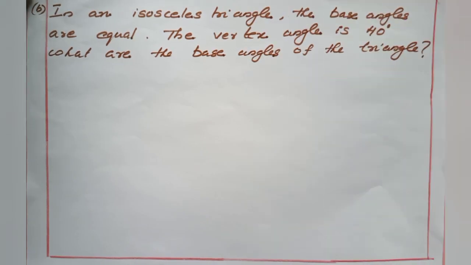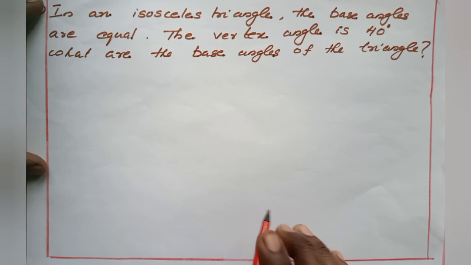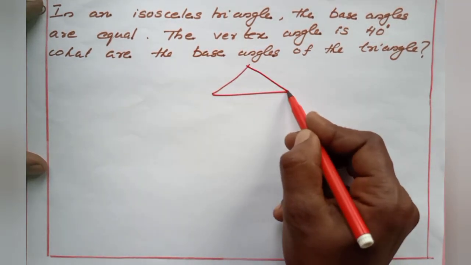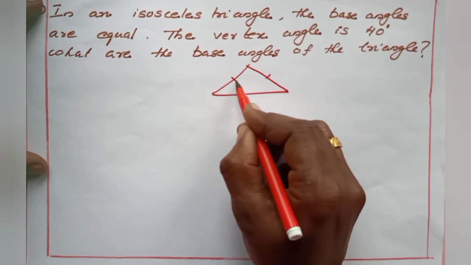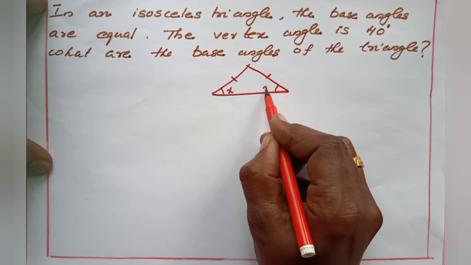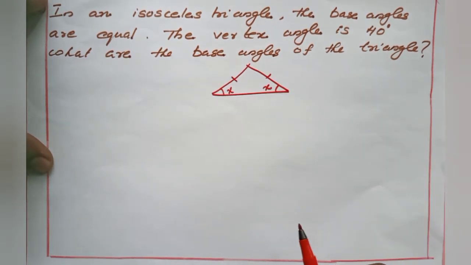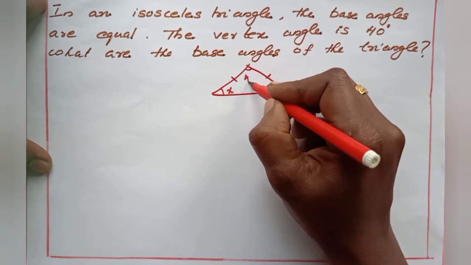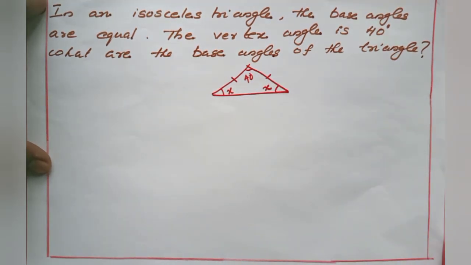In an isosceles triangle, the base angles are equal. We know the isosceles triangle has two sides equal and the base angles are equal. These are the two equal sides. So take the equal base angles as x degree and x degree. The vertex angle is 40 degrees. The vertex angle is here, 40 degrees.